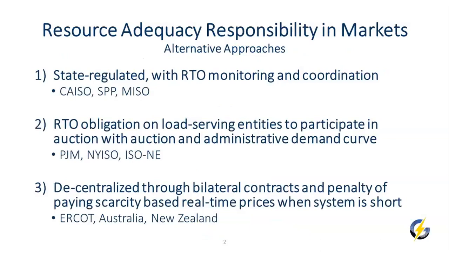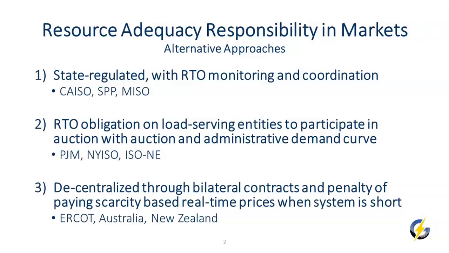So we have different approaches. I'll start at the top. State-regulated resource adequacy with RTO monitoring and coordination. This is sort of like California ISO, SPP, and MISO in the U.S. These are the market areas. So you heard from Xcel earlier about, for example, in Colorado, there's no RTO there. So that's more the traditional vertically integrated utility model with a state regulator overseeing it. These three are the models where there are wholesale markets and sometimes retail markets.